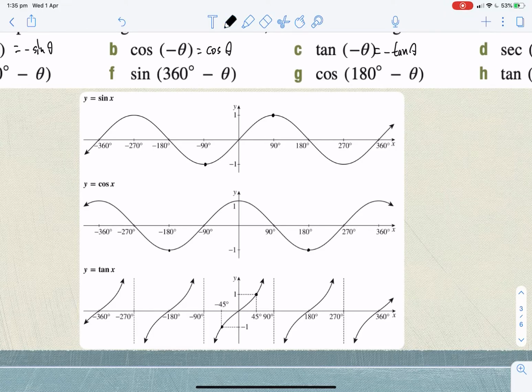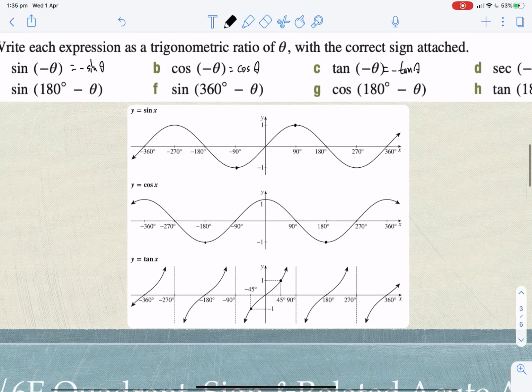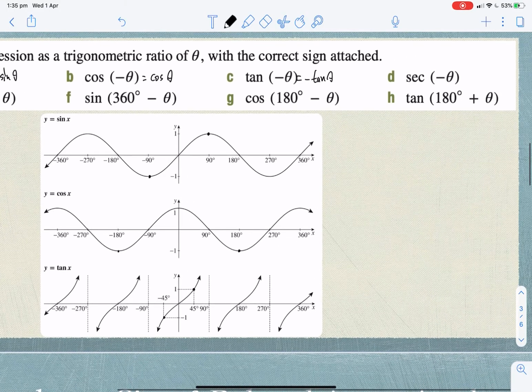If you learned odd and even functions before, this makes sense as well, because sine is an odd function, cos is an even function, tan is also an odd function. So yeah. Now the last one, I didn't put it in there because I just want you guys to remember how to draw that graph.